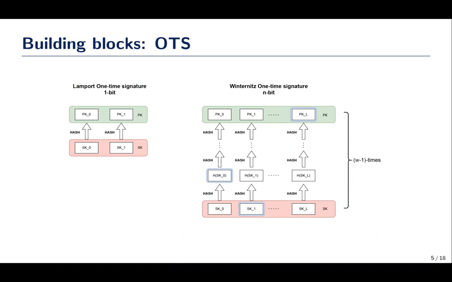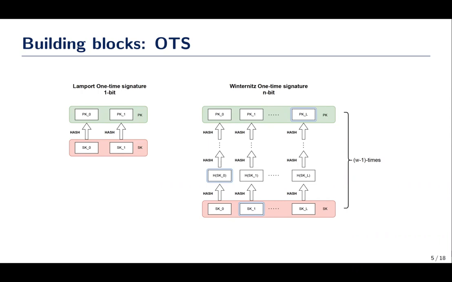You have two secret values which are hashed. The secret values form the secret key, the hash values form the public key, and to sign one bit of information, you just reveal the corresponding part of the secret key. To verify the signature, you hash it and check if it is equal to the corresponding part of the public key. This can be expanded to get a signature scheme for n-bit messages, but then you will need two n-bit secret values. Winternitz found a way to optimize this.